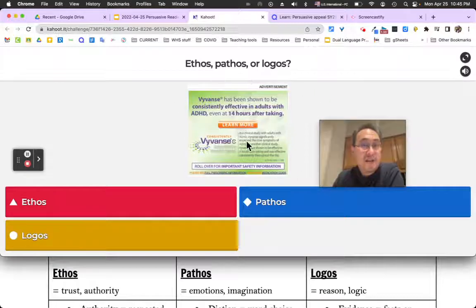Now, this one clearly is a medicine ad. So, there's no authority person here. It's not like Justin Bieber is saying, come use this ADHD medicine. No one says that, right? There's no emotions going on here. It's actually really boring. There is a lot of scientific reason: consistently effective in adults with ADHD, 14 hours. So clearly, this is logos, science, very scientific for this medicine.